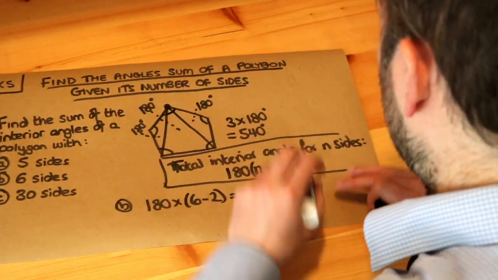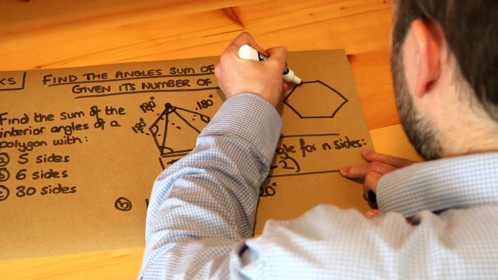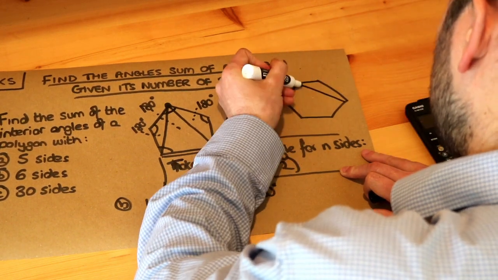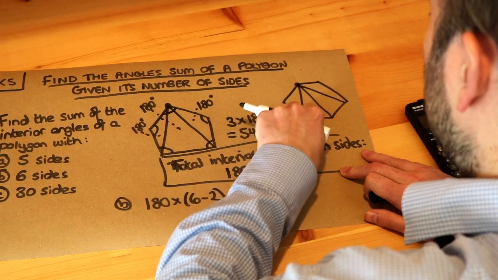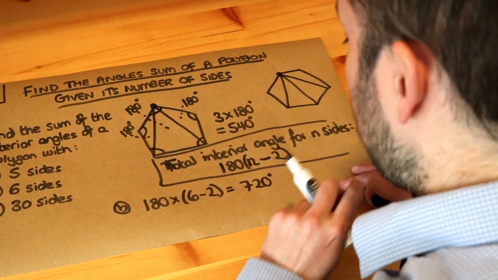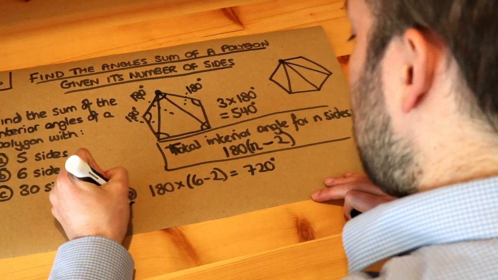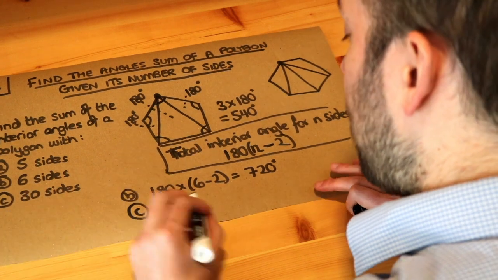Let's just see that formula in action. If I draw a hexagon, and I just take one point here and draw triangles, you can see there's 1, 2, 3, 4 triangles, each with a total angle of 180 degrees, and that's what we did, 180 times 4. So the formula works.